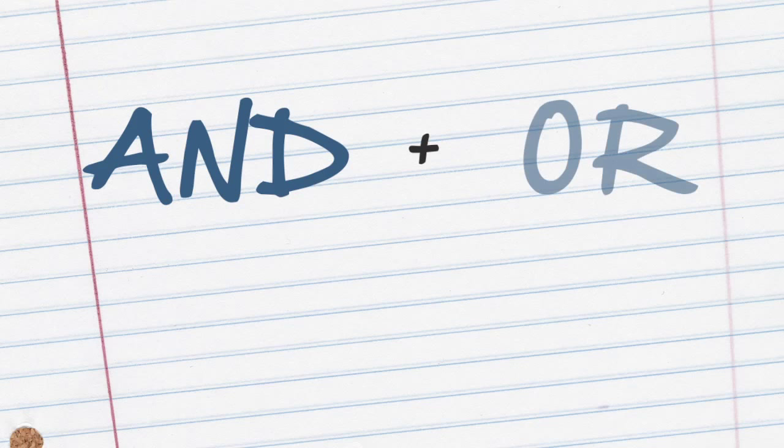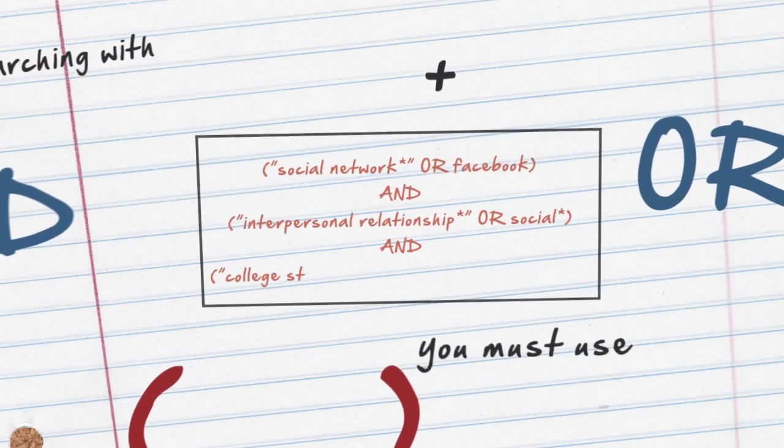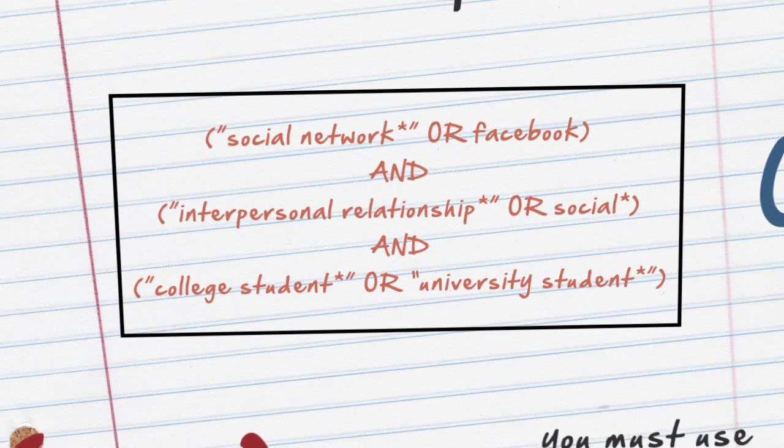Most searches use both the and or connectors. When searching with both and or, you must use parentheses to indicate the order of your search. Grouping or nesting or words in parentheses indicate that the database should search the or words before finding the results which include the and words. Here is the search statement applying all of the skills we have shown.